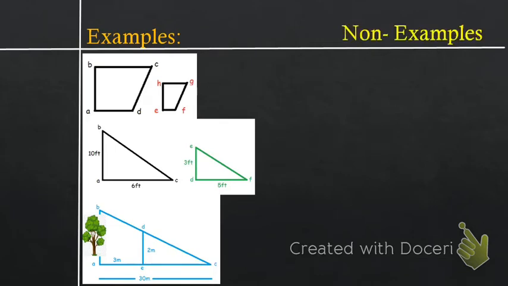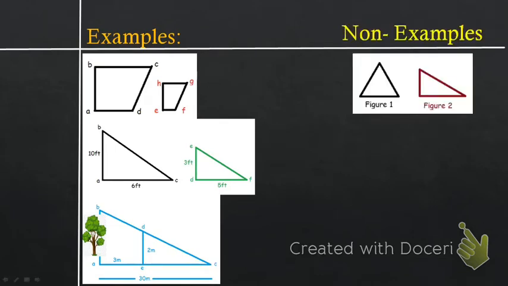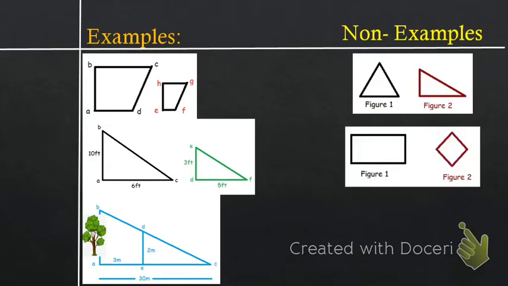Okay, non-examples. We have two triangles, but one looks like an equilateral and one's a right triangle. This one does not work. Our second one, we have a rectangle and a diamond.